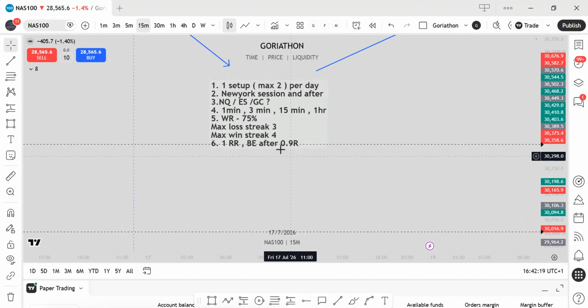And you said BE after 0.9 R. Why? Nothing specific, because sometimes price can reach so close to your TP and then it can reverse to hit your stop loss. So I don't want you guys to take a stop loss. I'd prefer a BE than a loss. So that's why I said, when it's so close to your TP and you want to wait until it hits your TP, then you could just move it to BE. Otherwise, you just let the trade run, because with 1 RR, there's no point in taking partials or holding, right?